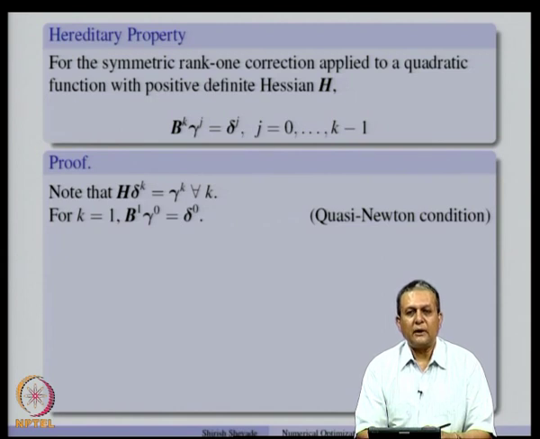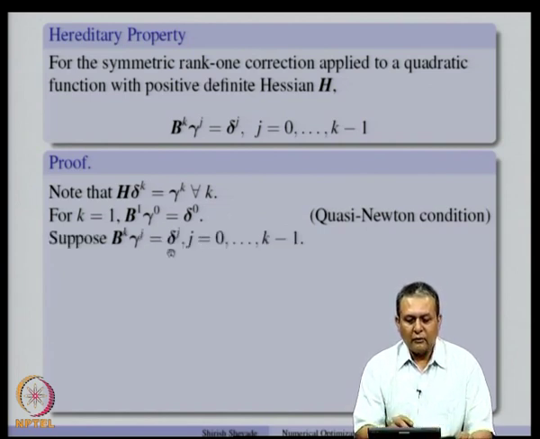Now, suppose this property holds for some k which is greater than 1, then we show that it holds for k plus 1 also. So, suppose bk gamma j is equal to delta j for all j going from 0 to k minus 1. So, that means this property holds for some k, and we now show that it holds for k plus 1. So, that means bk plus 1 gamma j is equal to delta j for all j going from 0 to k. So, let us see how to do that.